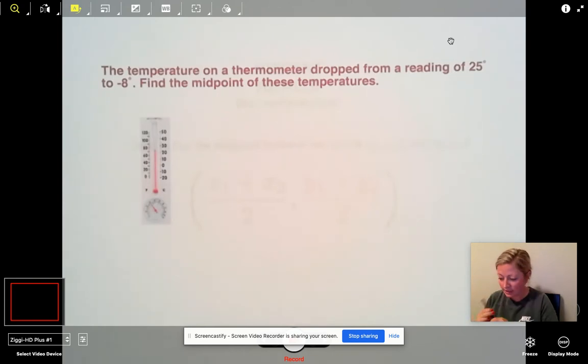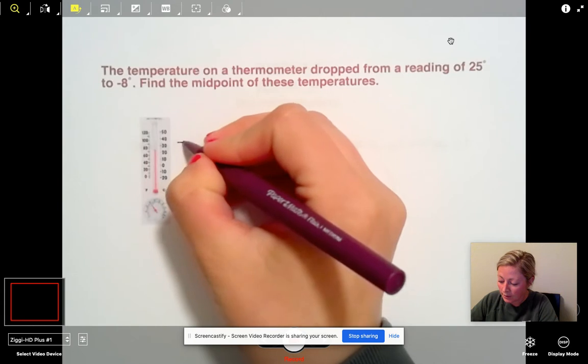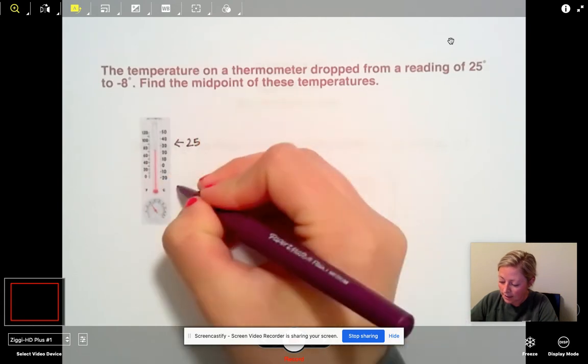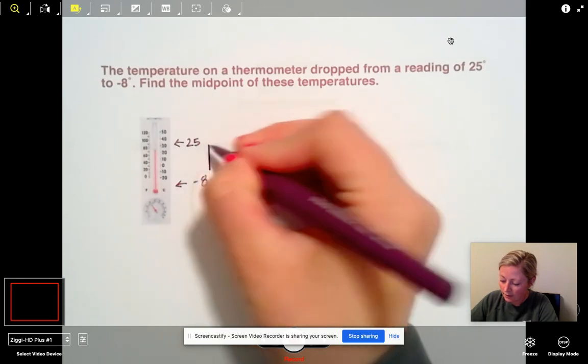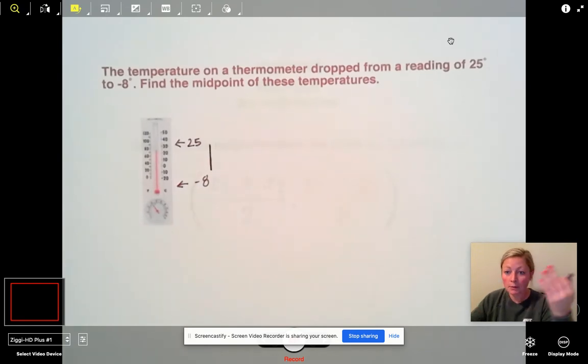How my brain works is I'm thinking, if I use this thermometer here, I'm at 25 degrees, and then I need to get down to -8. And I want to find the middle of these two numbers. If you really want to use your fingers, you can count. That would work, but to me, that doesn't seem very efficient, right?